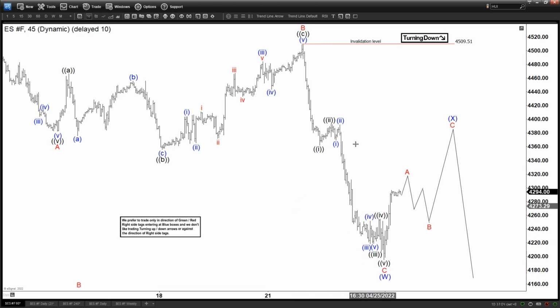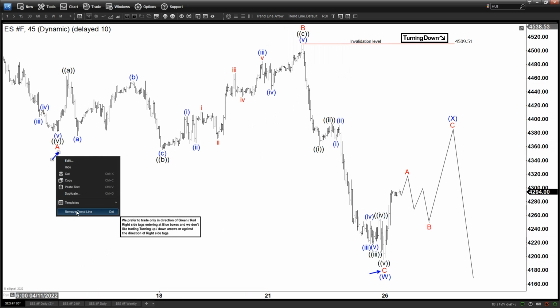So this W in the intermediate degree subdivides into a C B A. So it's an ABC zigzag ending the W here. So let's zoom out to get some ideas of what we expect. Zooming out on the daily time frame.